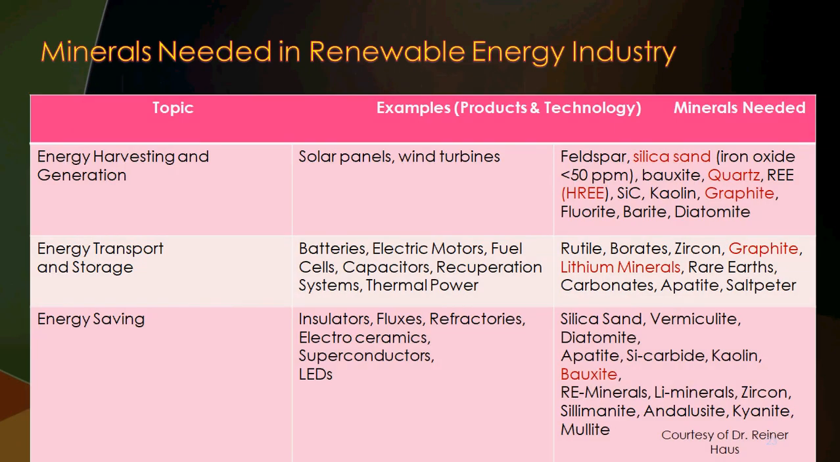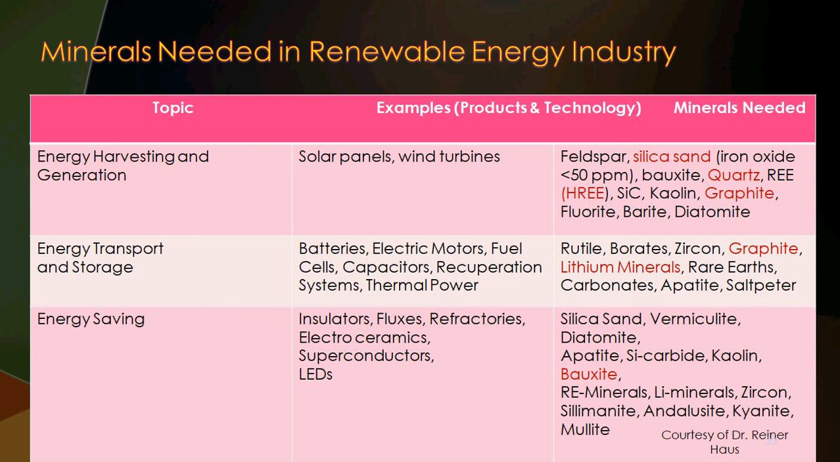Let's see the minerals used in various renewable energy sectors. Energy harvesting and generation, that is solar panels and wind turbines. What minerals do we need? Feldspar, silica sand, iron oxide, bauxite, quartz, and rare earth. There are two kinds of rare earth elements, light rare earth and heavy rare earth, but in this case we need heavy rare earth, HREE. Also silicon carbide, kaolin, graphite, fluorite, barite, diatomite.